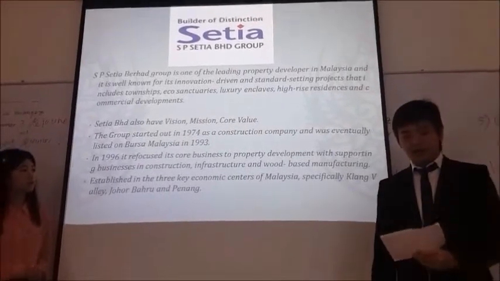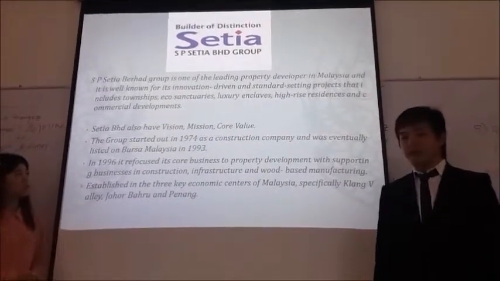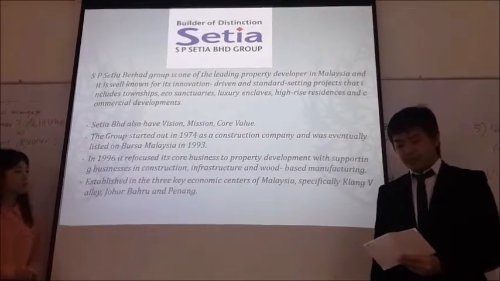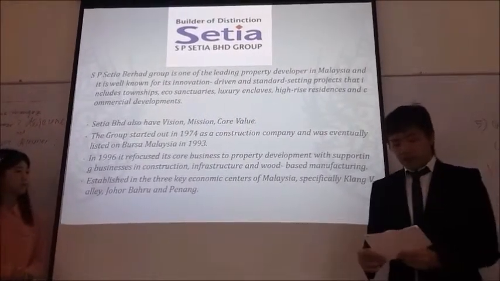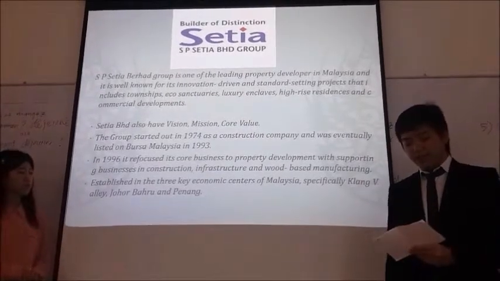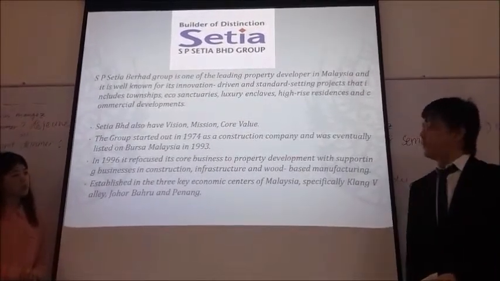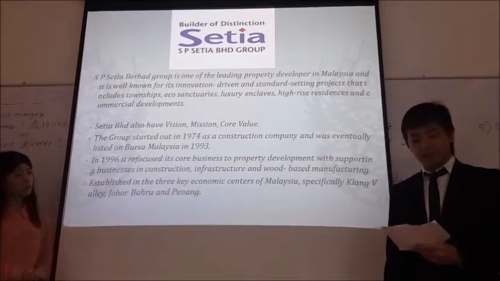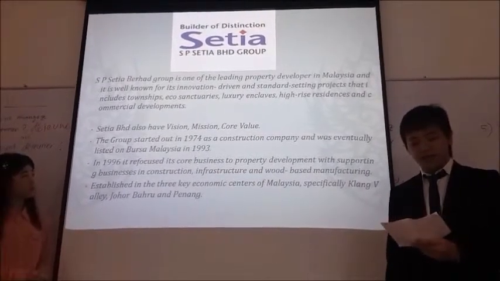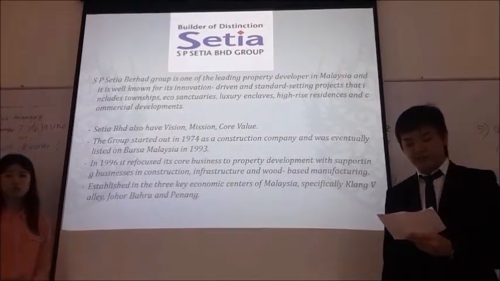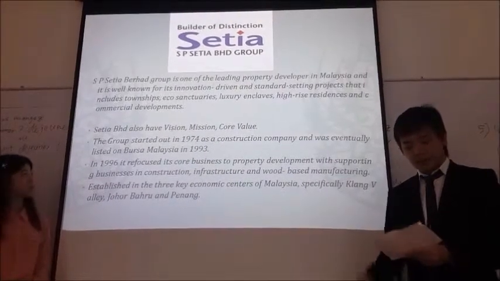So now I'll explain about the company. The name of the company is Tirtodjojo Group. It is a leading property developer in Malaysia. The group started out in 1974 as a construction company, and then listed on the Bursa Malaysia in 1993. And in 1996, it refocused its core business to property development.